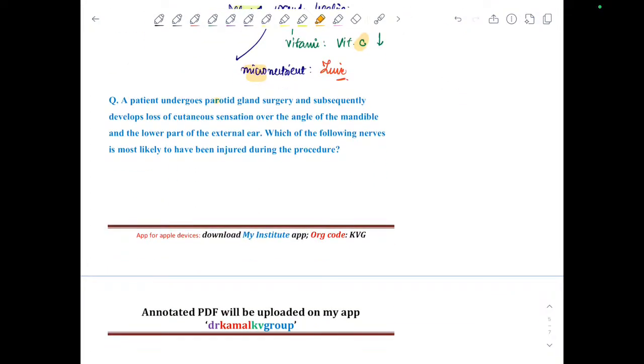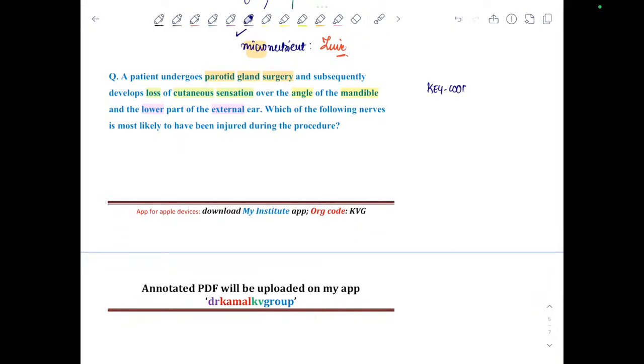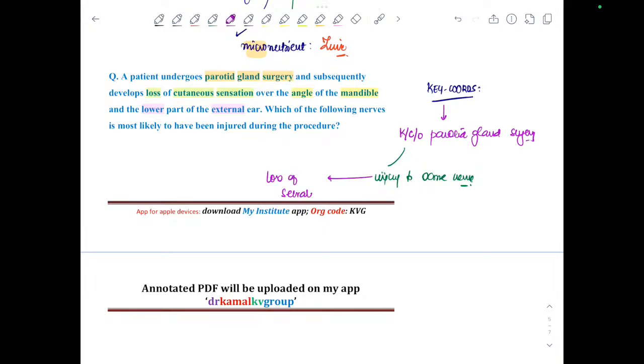A patient undergoes parotid gland surgery and subsequently he develops loss of cutaneous sensation in which area? Angle of mandible and lower part of external ear. Which nerve is injured? So again this is an anatomical fact based question. If you know the fact, you can answer this, otherwise it will be very difficult. It's a known case of parotid gland surgery, and then after this there is injury to some nerve, and as a result there is loss of sensations. Now in which area?